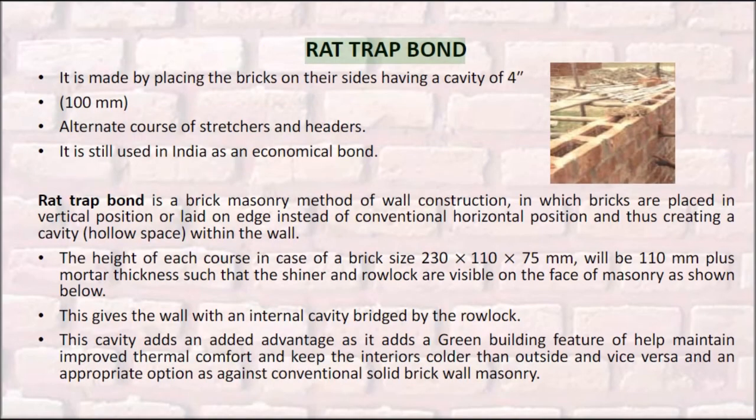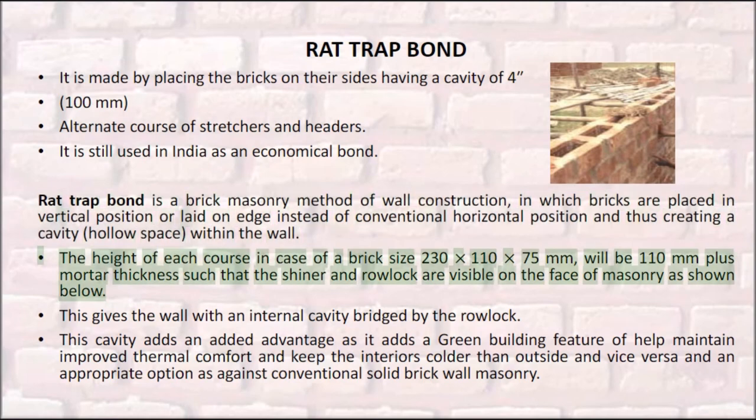Rat trap bond. It is made by placing the bricks on their sides, having a cavity of 100 mm. Alternate courses of stretchers and headers. It is still used in India as an economical bond. Rat trap bond is a brick masonry method of wall construction, in which bricks are placed in vertical position or laid on edge instead of the conventional horizontal position, and thus creating a cavity, a hollow space, within the wall.